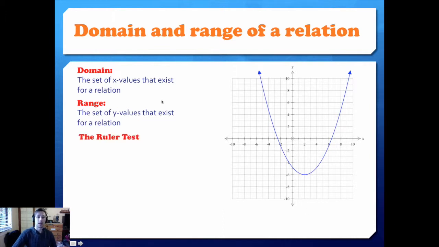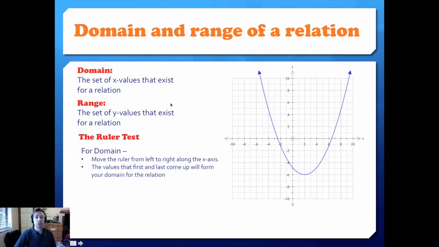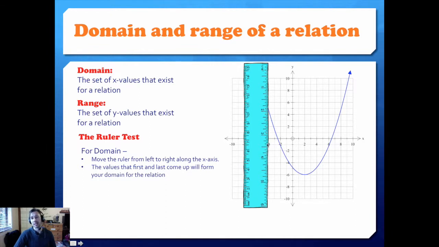Alright? Now, there is an easy way to find the domain and range of a given function or a given relation, and that is to use what I've invented called the ruler test. Now, the ruler test is this. For the domain, you essentially get a ruler and place it on the very left-hand side of the graph. Now, what you're going to do is look always at this side of the ruler, and move it from left to right, and you'll see that the first and last values that come up will actually form your domain for the relation.